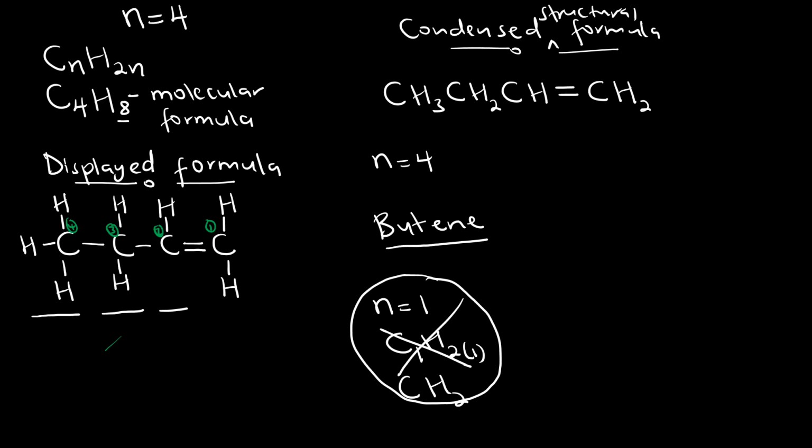So this is butene. We shall stop here, try and find out other alkenes, maybe from n is equal to 5 up to n is equal to 10, and try and write down their corresponding molecular, displayed, and condensed structural formulae. See you next time.